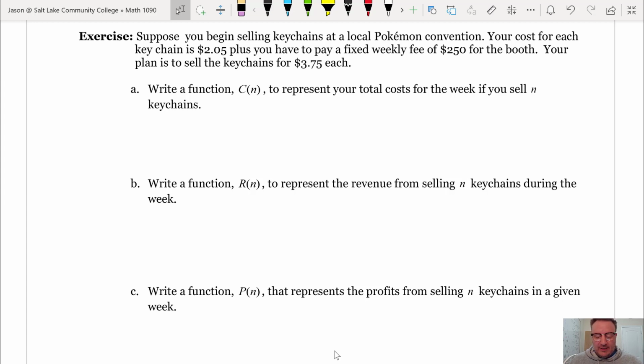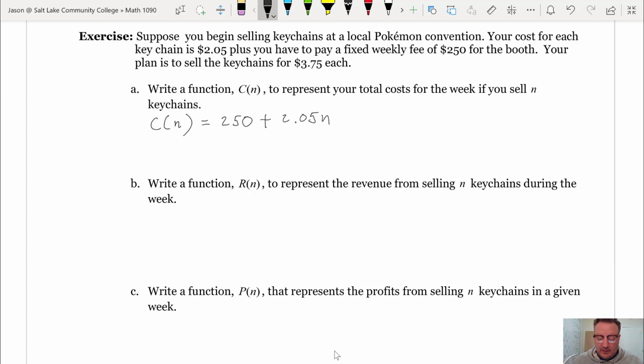Okay, part A, write a function C of n to represent your total costs for the week if you sell n keychains. Okay, so remember, total costs is fixed costs plus variable costs. And we're going to use n here instead of Q or X. We're just trying to get you guys used to using different symbols for your variables. Okay, so cost as a function of number of items. Let's see, you have a fixed cost of $250 for the booth. So this will be $250 plus, and it costs us $2.05 for each keychain. So if we multiply that by the number of keychains that we buy from our supplier, then that's going to be our variable cost, right? So that's going to be 2.05 times n.